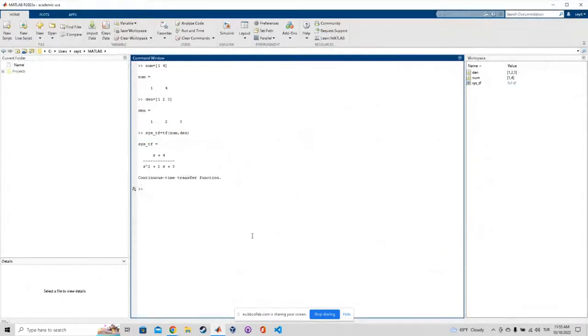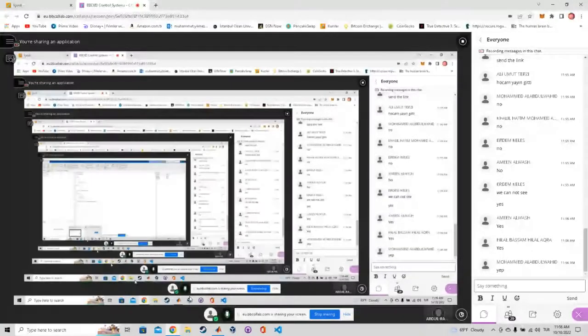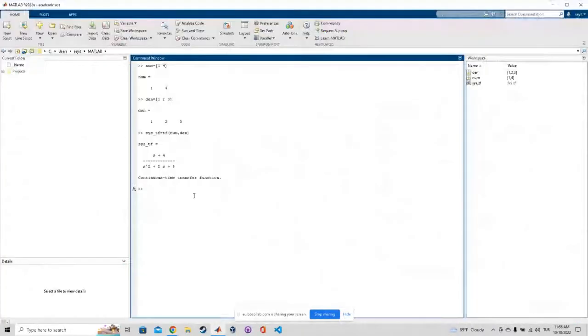Okay. Last time we did our system transfer function here. Everyone followed till here? We define our numerator, denominator, and then we define our system transfer function.